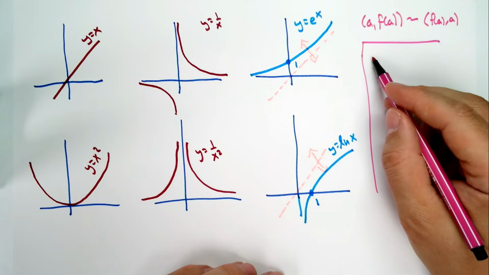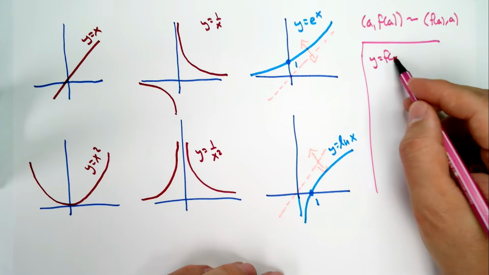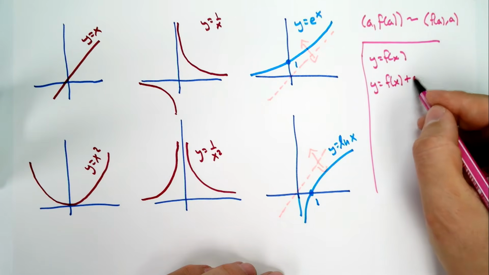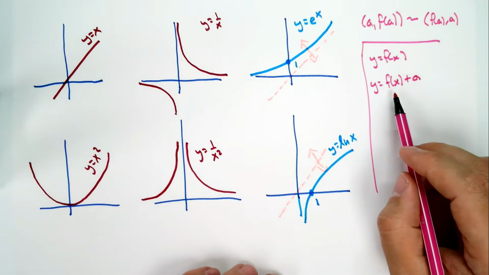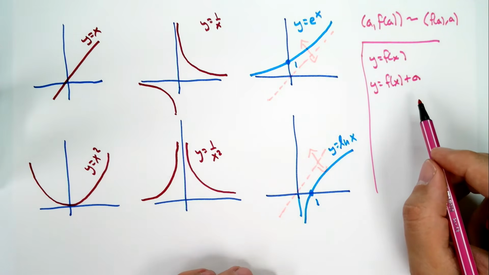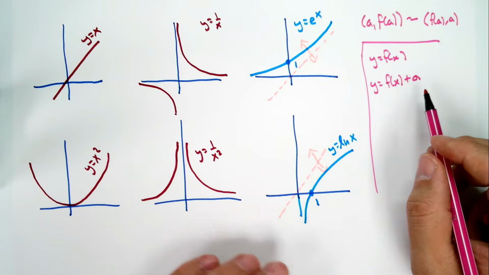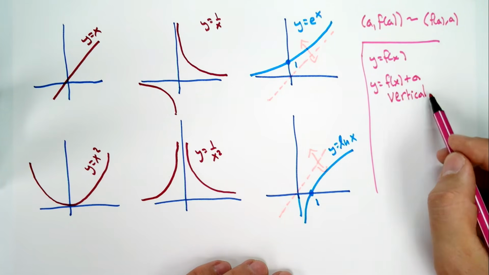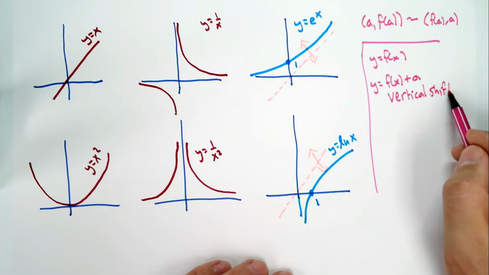So suppose I take the graph y equals f of x. If I add f of x plus a, notice that this is affecting the output. So what does that mean? Well, if I'm affecting outputs, I'm affecting the y values. So this is a vertical shift. In other words, I'll move it up and down.